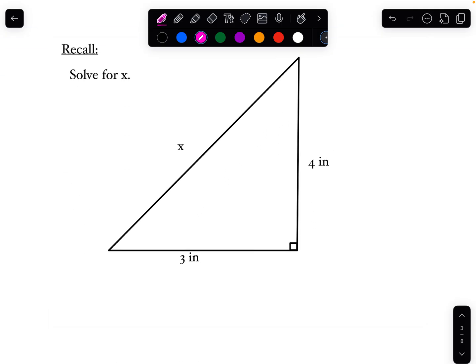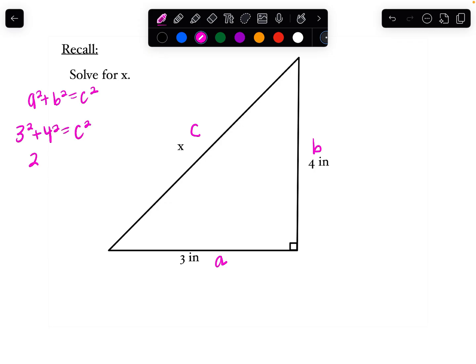Here, solving for a side, when we already know two of the sides, we'll be using the Pythagorean theorem. a squared plus b squared is c squared. Remember, we always label c first, which is our hypotenuse. a and b don't matter. I'm going to call a 3 and b 4. So then it's 3 squared plus 4 squared is c squared. 3 squared plus 4 squared is 25. And then to undo the squared, we have to square root both sides. And we get that c is 5.